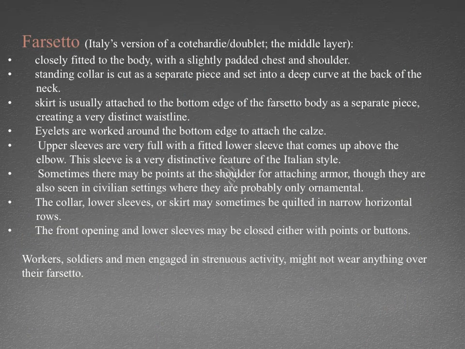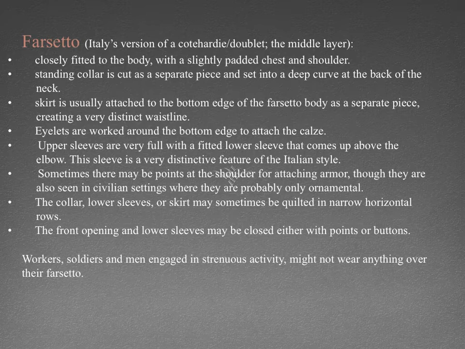Okay, so now I want to return to that middle layer, the layer that goes outside the camicia, but underneath the gonnella or the chopa, or the giornea, right? So this is called a farsetto, which is Italy's version of a cotehardie or doublet. It's this middle layer. This is a garment that's going to be really closely fitted to the body with a padded chest and shoulder. It's got a little standing collar that's cut as a separate piece, and it's set into a deep curve at the back of the neck.